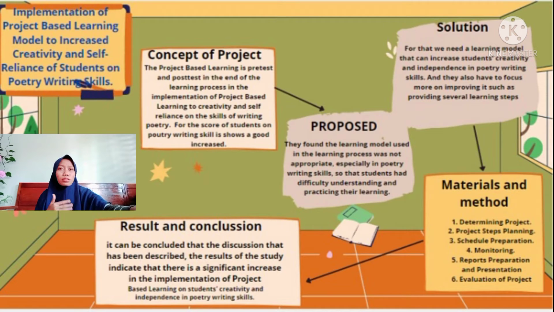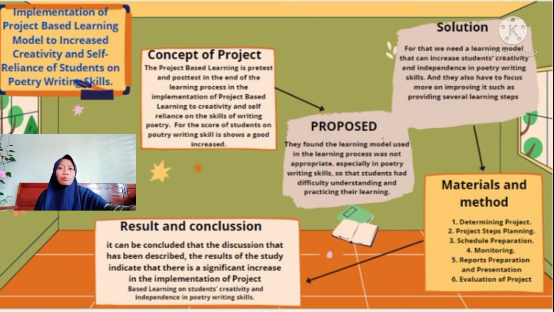And the next, the problem. They found the learning model used in the learning process was not appropriate, especially in poetry writing skill, so that students had difficulty understanding and practicing their learning. And then the solution. For that, we need a learning model that can increase student creativity and independence in poetry writing skill. And they also have to focus more on improving it, such as providing several learning steps so that students can more easily understand and learn, and it is easier to practice it.